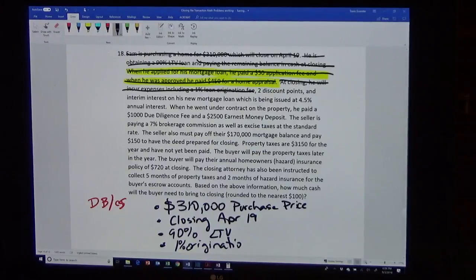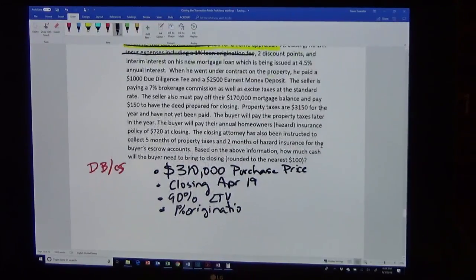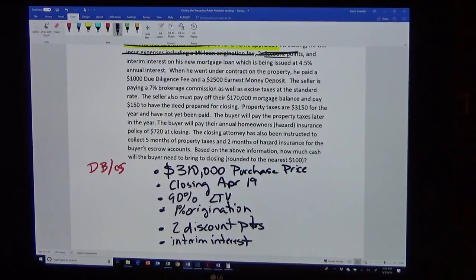Pay the origination fee. Now let's see if we can scroll it. He's got 2 discount points, so there's our next bullet point. 2 discount points. Okay, cross that out. And interim interest on his new mortgage loan. So we're going to put interim interest. And they told us that the loan is at 4.5% interest. So, interim interest on his new mortgage loan being issued at 4.5% annual interest. Took care of all of that.